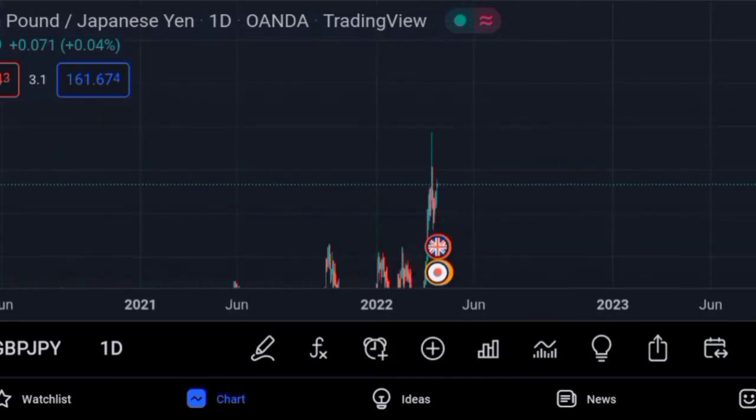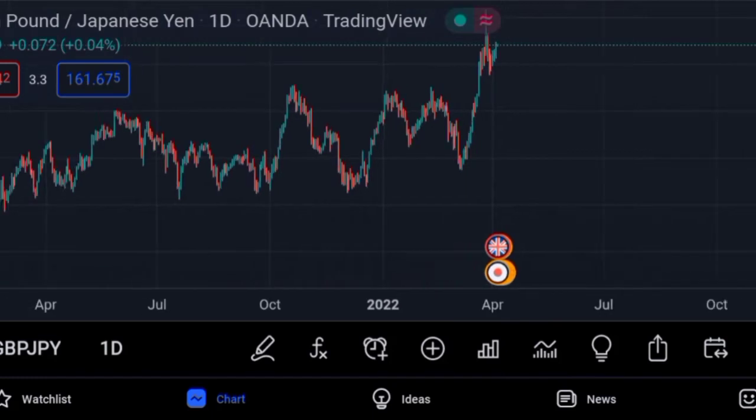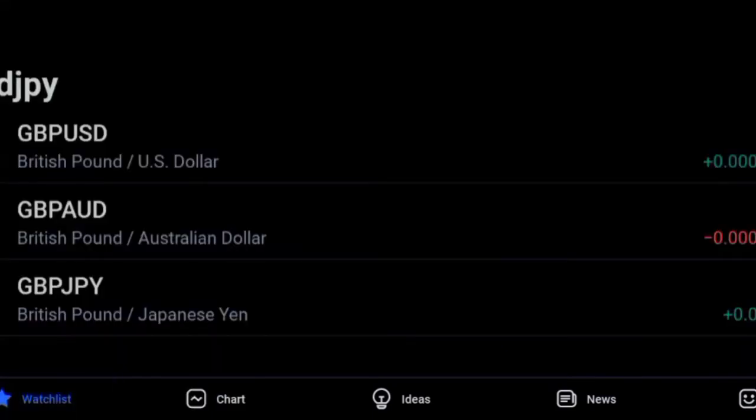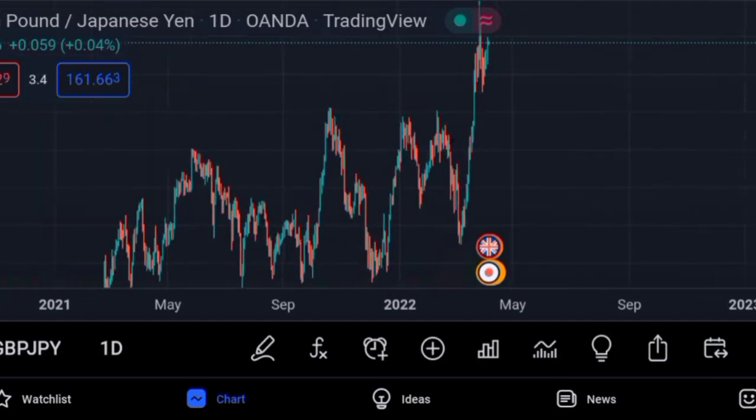So this is a particular chart. You can see this is one of my major pairs. I only trade three things: GBP USD, GBP AUD, and GBP JPY. These are my pairs. I'll be using GBP JPY for the first example. Maybe you will look at another one, but this is it.